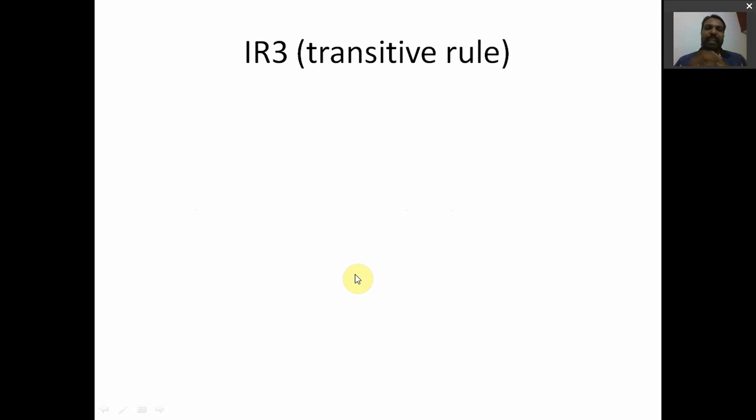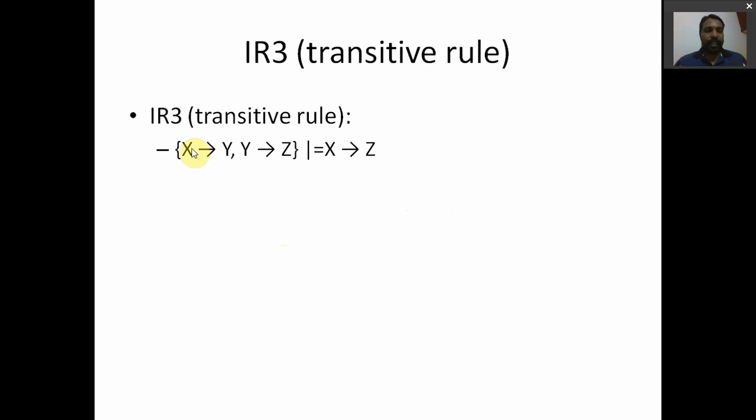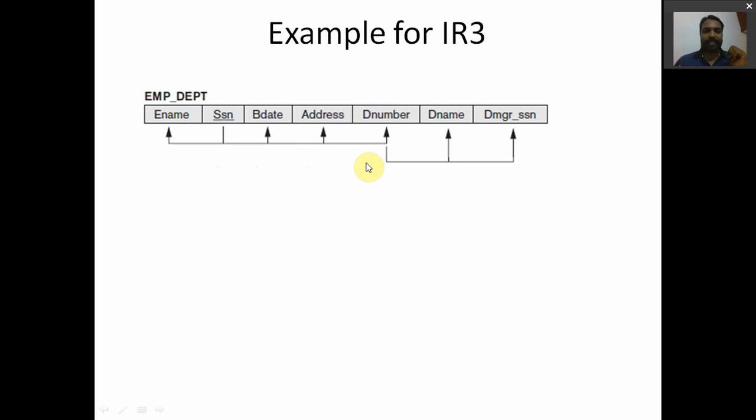Then third, it is inference rule 3, we call it the transitive rule. We have already seen this transitive rule when we defined third normal form. So IR3 states that if there are functional dependencies x to y and y to z, then we can imply that x to z will also hold in that relation. So definitely x to z also holds. This we have already seen, and we have already seen this example also.